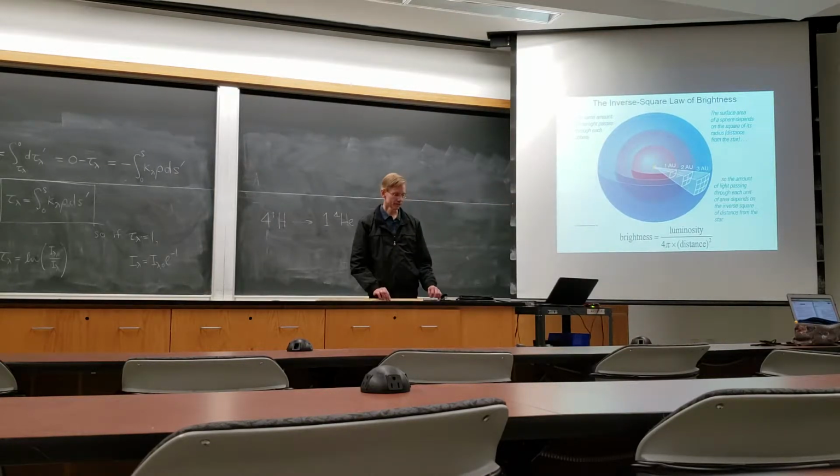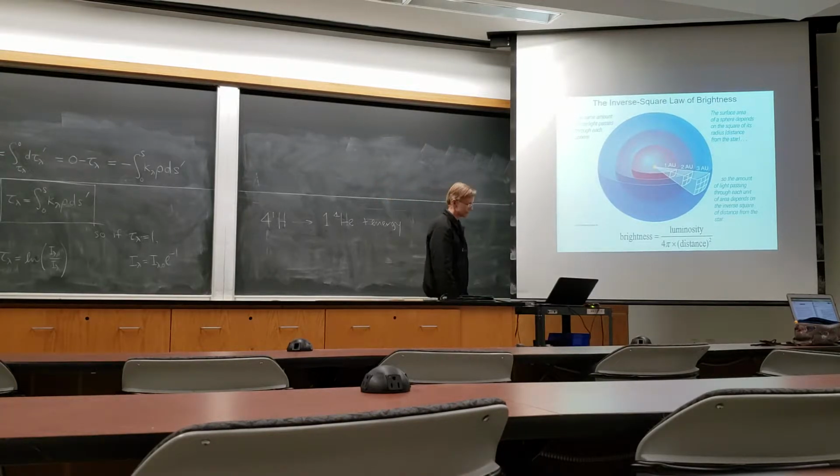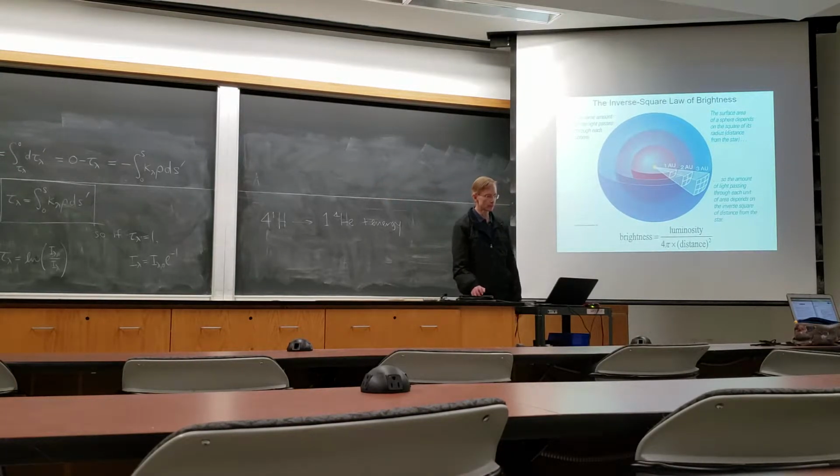It's because the area that the light has been spread over depends on your distance squared, because the area of the sphere is 4 pi times its radius squared, and the sphere's radius that it's been spread over is in fact your distance from the star. So that's the idea of that.